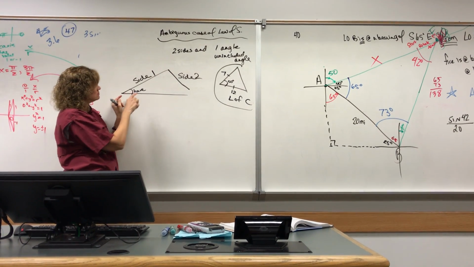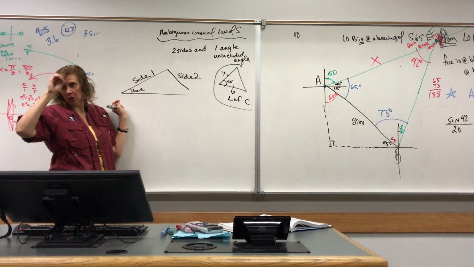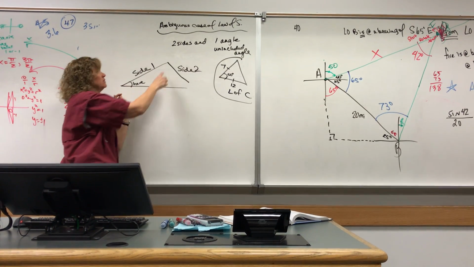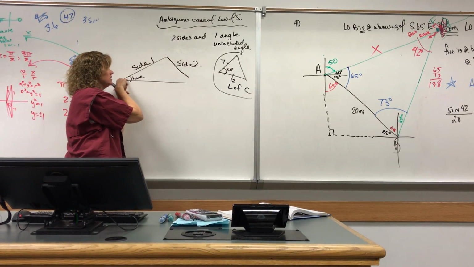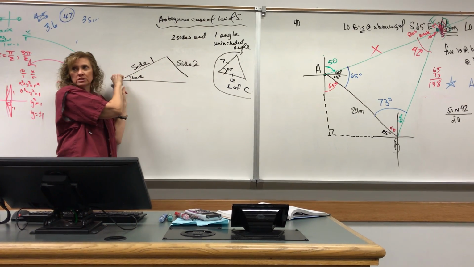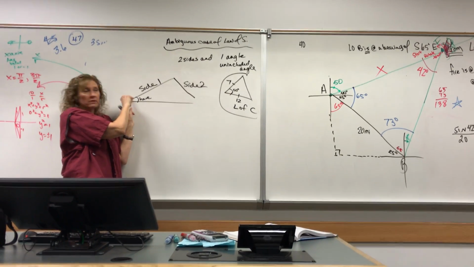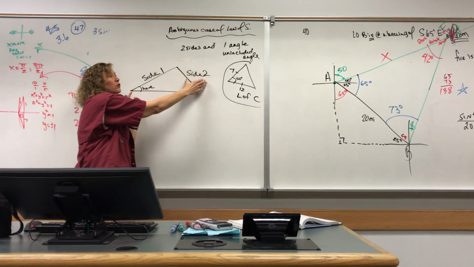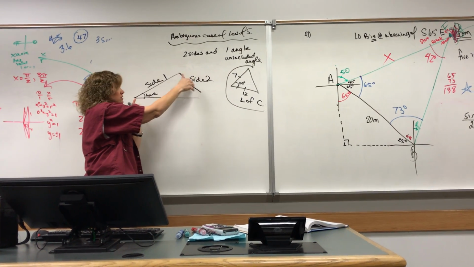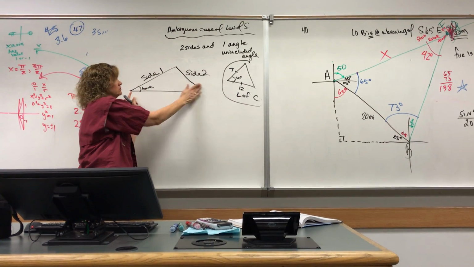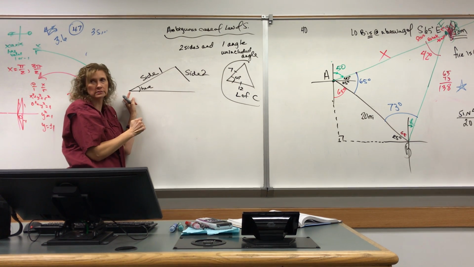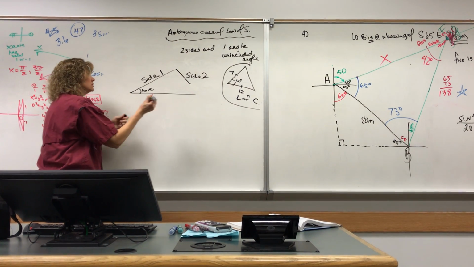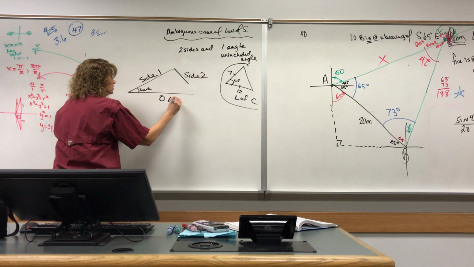Okay, when can I have no triangles? That means this side is not long enough to intersect the ray of the fixed angle that we have. We're all focusing on side 2. It swings and it just never hits. We'll make it shorter just so that it really doesn't hit. So this is producing 0 triangles.